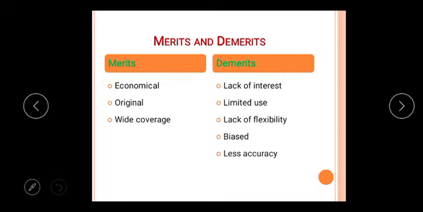Another important demerit of this method is the lack of flexibility. Dear students, this method lacks flexibility. For example, when questions are not properly replied, these cannot be changed to obtain the required information, as the questionnaire has already been sent to the informants by post. Lastly, the information collected through this method can be biased if the informants are biased.